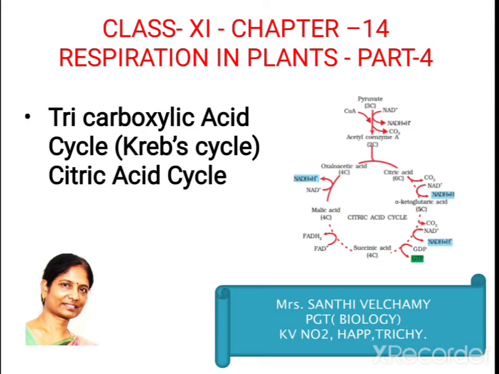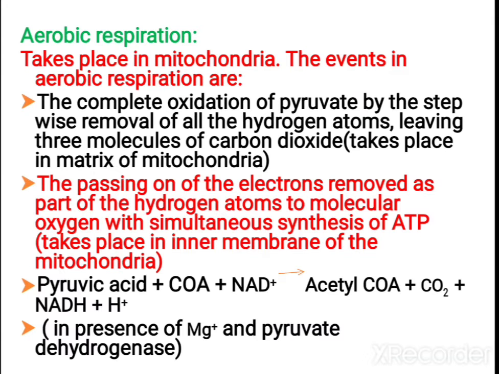So today we are going to continue the chapter respiration in plants. The topic to be covered is the tricarboxylic acid cycle, that is the Krebs cycle. It can also be called the citric acid cycle. So now let us go inside the chapter.